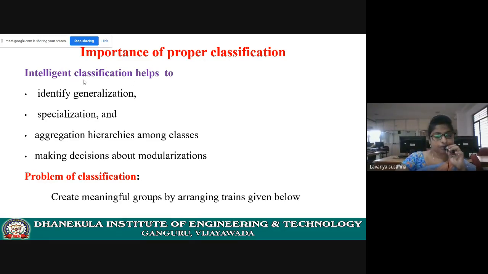What are the advantages of this classification? You can identify generalization, which is nothing but inheritance: generalization and specialization. The superclass is called generalized abstraction, and the subclass is called specialized abstraction. And you can identify all the aggregation relationships. All these relationships are very important, right? You can make decisions about modularization. Sorry.